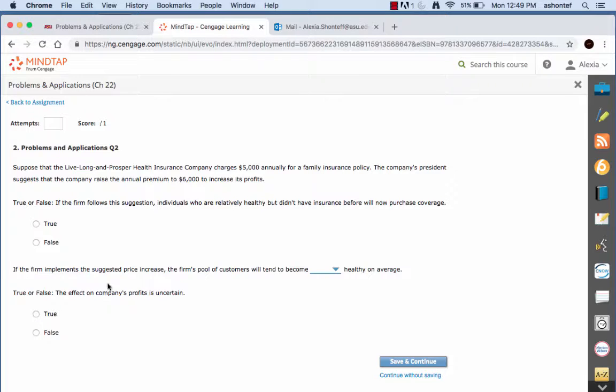And then the next question says, if the firm implements the suggested price increase, the firm's pool of customers will tend to become, will they be more or less healthy on average? So think about it. If you were the healthy person and suddenly you have to pay all this extra money for healthcare, what might you actually do if you're able to? Would you possibly drop the coverage? Think about that as you're answering this.